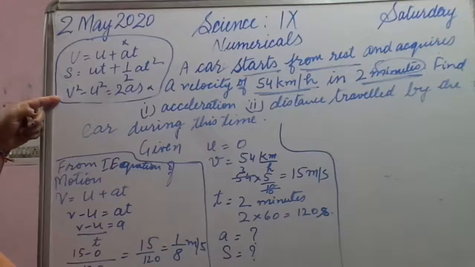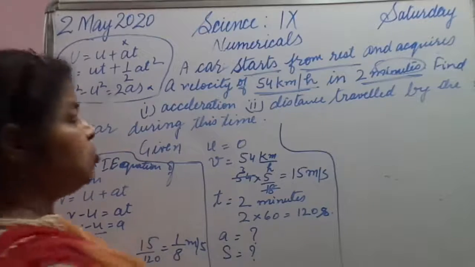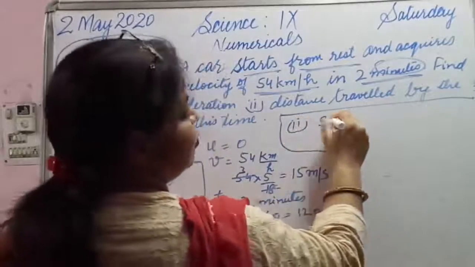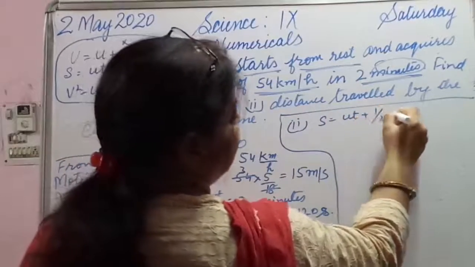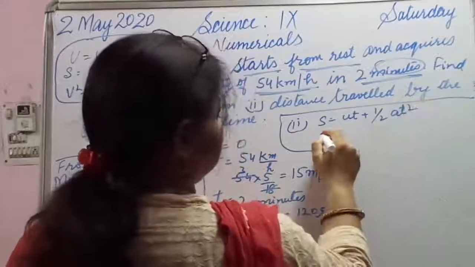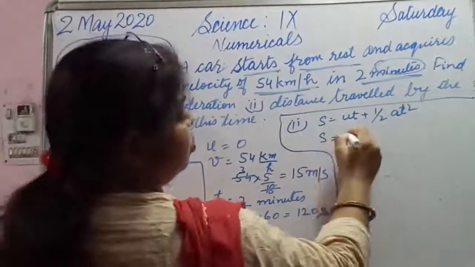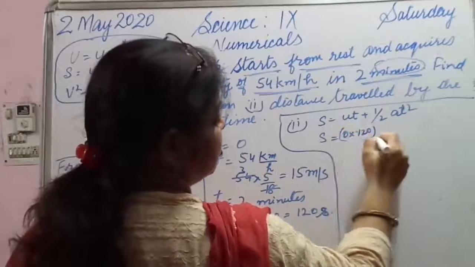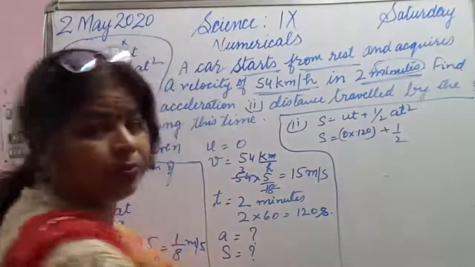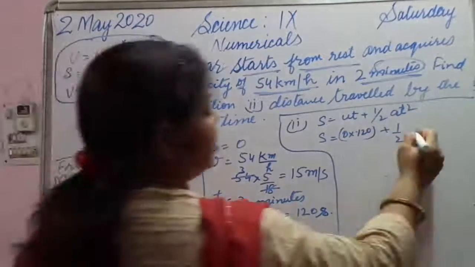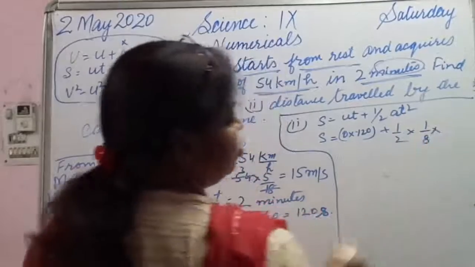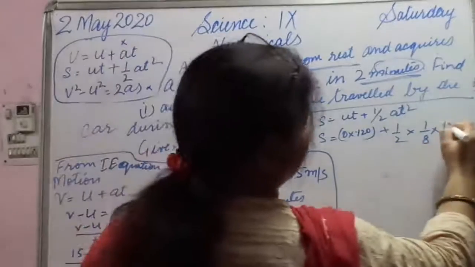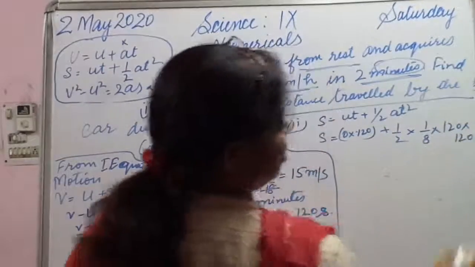Now for finding out distance, you can use this also. So we are going to use this one, in which minimum quantities are there. So for the second option, s is equal to ut plus half at square. S is equal to, what is u? U is 0. What is time? 120. Plus 1 by 2 into a. A is 1 by 8, into 1 by 8, into time. Time is 120 into 120 into 120.